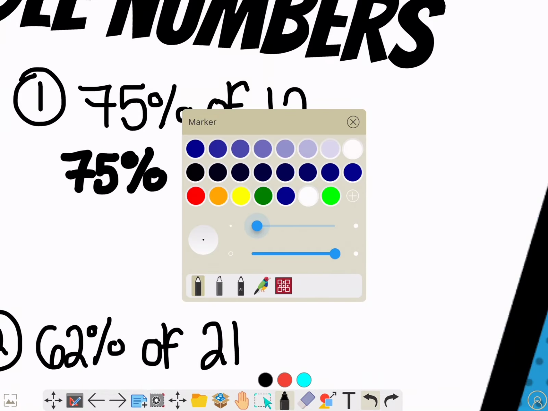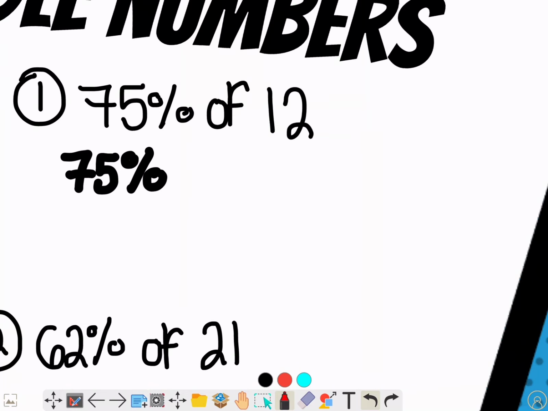Now, how would you do that? You say, well, there's not even a decimal here. Well, you put that decimal at the end and you jump it back 2 places. So now instead of 75%, you have 0.75, and you're multiplying that by 12, because "of" really means multiplication whenever you're talking about math. And now you just have a pretty simple problem.